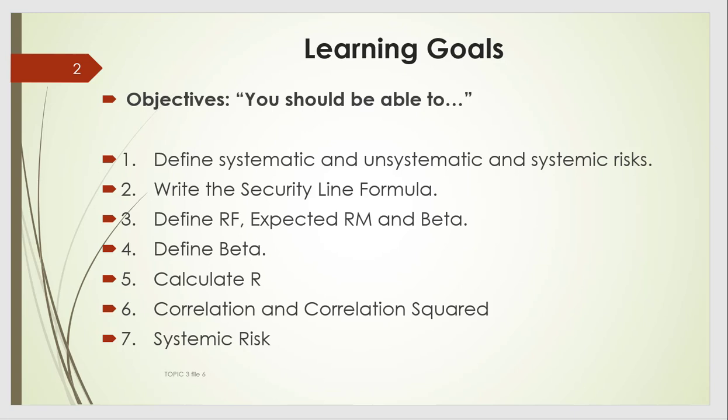The learning goals are to define again systematic and unsystematic risk, and something new, systemic risk. We'll talk about that briefly. You should be able to write the security market line formula. We saw this earlier. Define risk-free rate, define expected return, define beta, calculate R, calculation of the correlation squared, and systematic risk. Now you remember in file 5 we learned how to calculate all that through the regression. And the last thing is systemic risk, which we're going to be talking about.